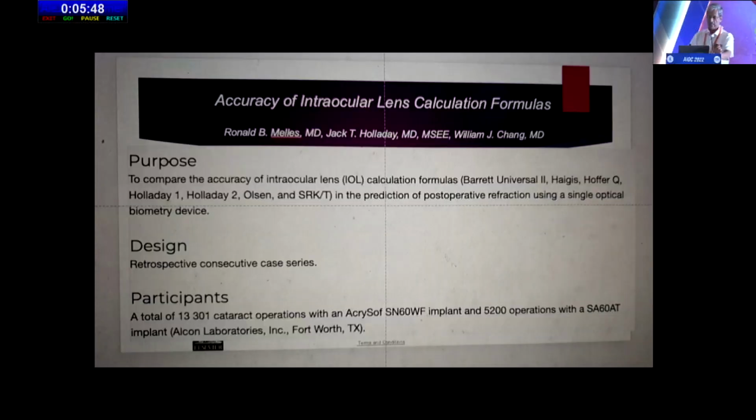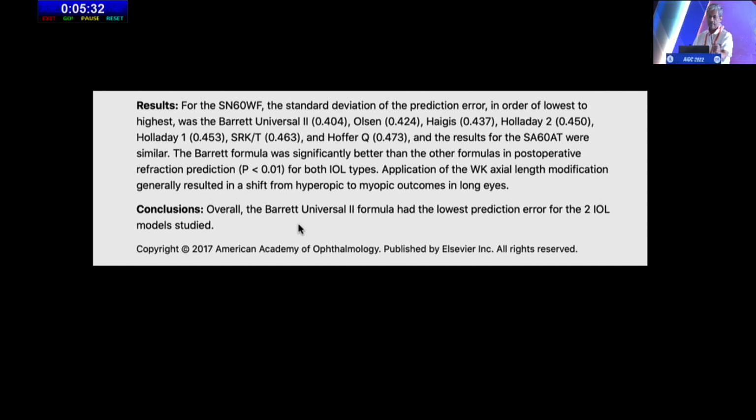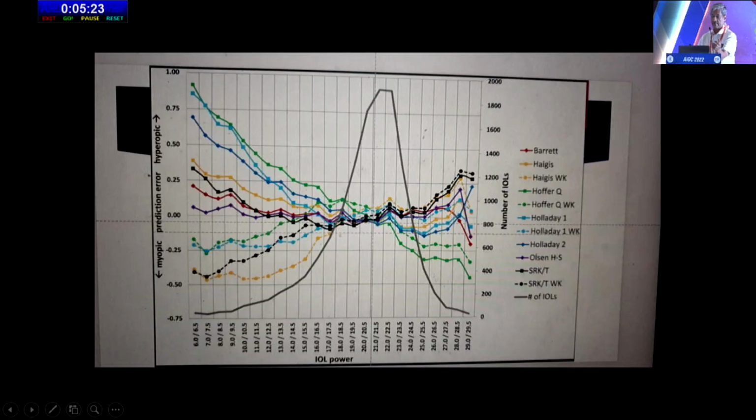Let us see what happened from 2010 to 2017. All of us who were using Barrett's Universal 2 became very happy when a review article of 18,000 patients by Ronald Melles et al. came out. Jack Holladay was a co-author of this paper, and the conclusion was that overall, Barrett's Universal 2 gave the lowest prediction error. So we were all very happy. We're using Barrett's, we're using the best.